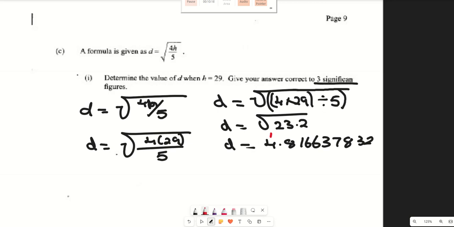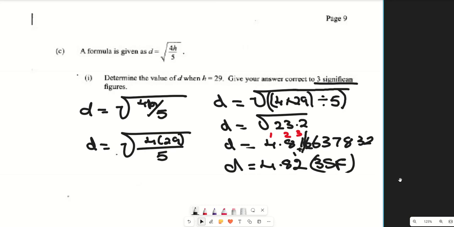So this is your first, this is your second, this is your third. So it will be d is equal to 4.8, then 1 and 6. You draw a line between 1 and 6. You know 6 is more than 5, so you have to add 1 to the digit in front of the line. So it's 4.82 to 3 significant figures, and that would be your answer for this.